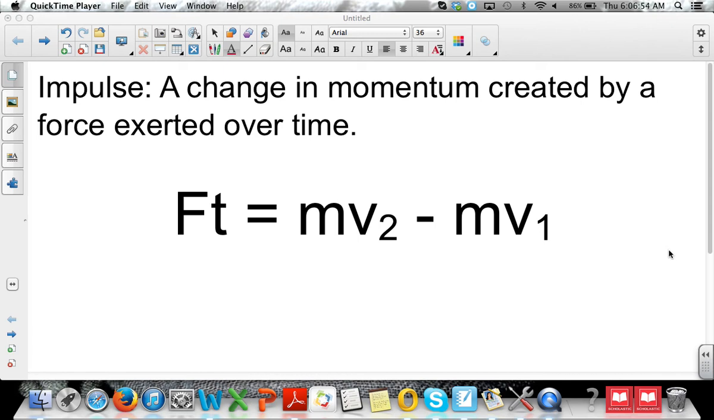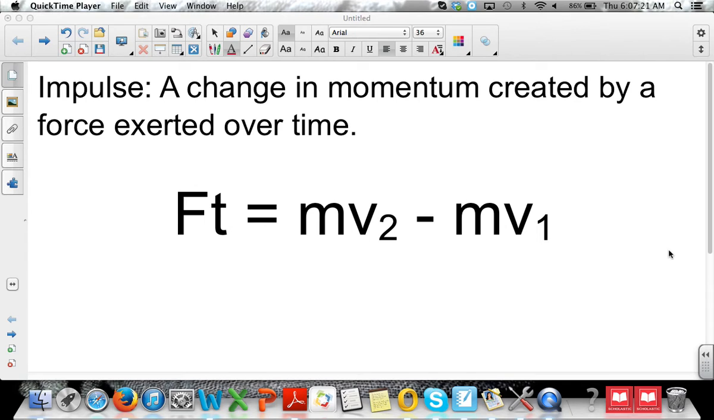Okay, so this video is on impulse, which is the next step after momentum. So we already talked about momentum. It was mass times velocity, but now we're going to talk about impulse. So impulse is a change in momentum created by a force exerted over time. So that means that it's basically a change in momentum. And the way we'll calculate impulse is using this formula up here.